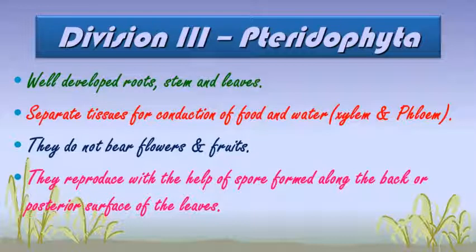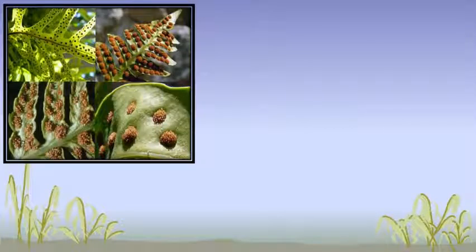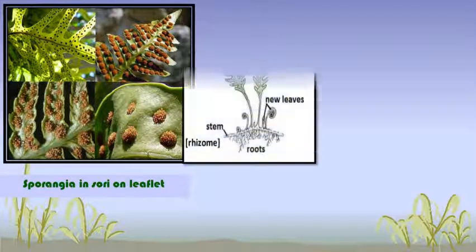The plants which come under the pteridophyta group reproduce with the help of spores formed along the back or posterior surface of the leaves. That means the plants multiply from one to many plants by spore formation, and these spores are present on the back side of the leaves. Here you can observe the posterior part of the leaf, that is sporangia and sori on leaflet. So by this spore formation the new plants grow or reproduce.